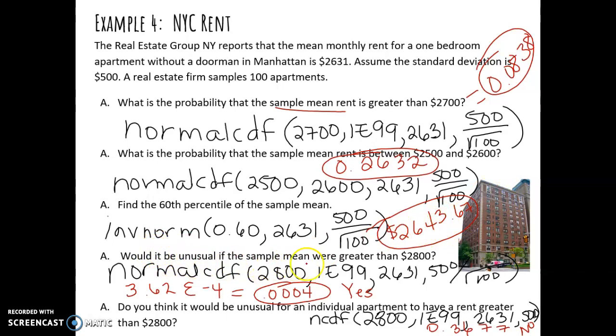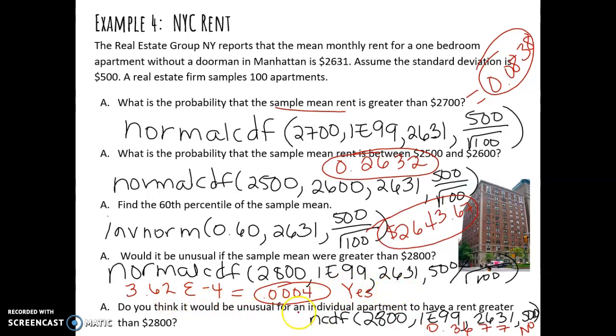Would it be unusual if the sample mean were greater than 2,800? So normal CDF, 2,800 to infinity, 2631, 500 over square root of 100 is the standard error, and we got 3.62 e to the negative 4, which we would convert to regular format, which would be 0.000362 if you move the decimal 4 places to the left, which would round to 0.0004, which is less than 5%, so yes, it would be unusual.